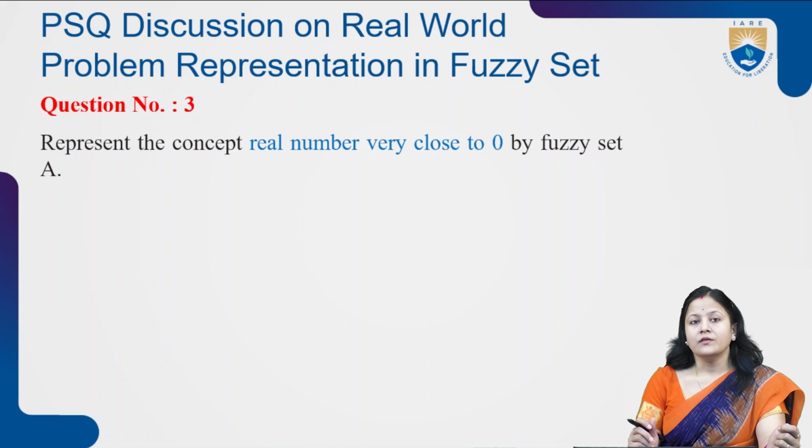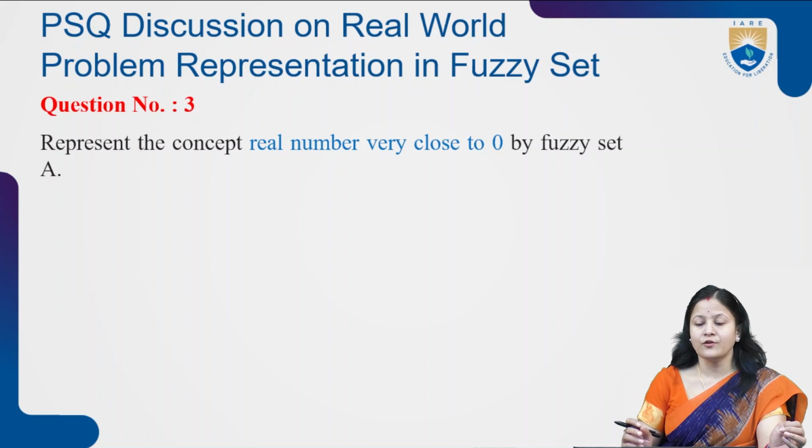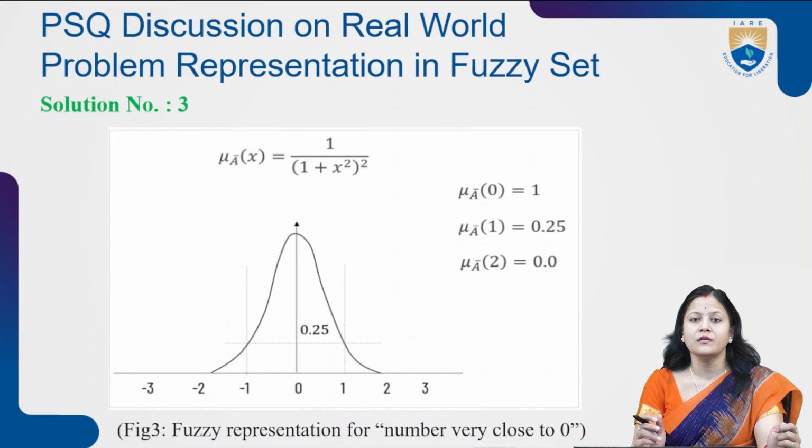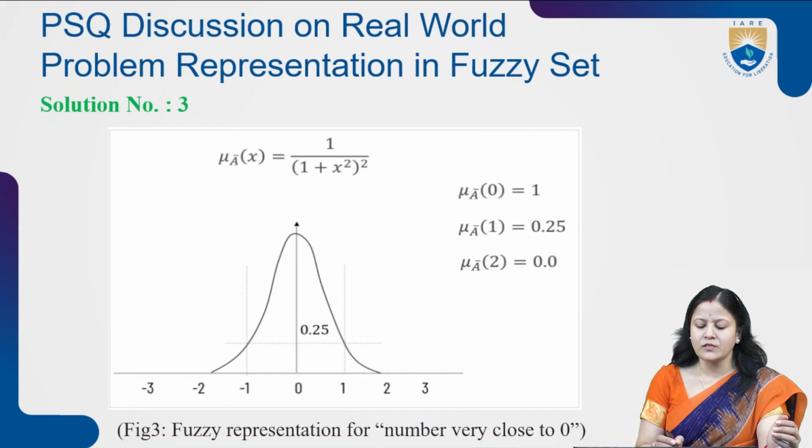Now the third question is, represent the concept real number very close to 0 by the fuzzy set A. In the previous example, I explained the representation of real numbers closer to 0, but this question is related to the representation of real numbers very close to 0. So this is what the representation would be. Very close to 0 means the distance between 0 and 2 will be very close. Definitely the membership value will gradually decrease. So that is why the membership function is defined like this.